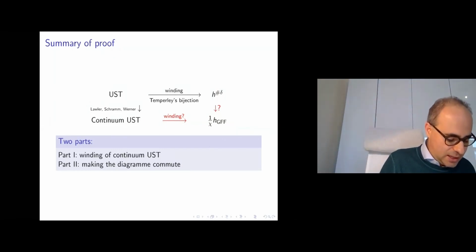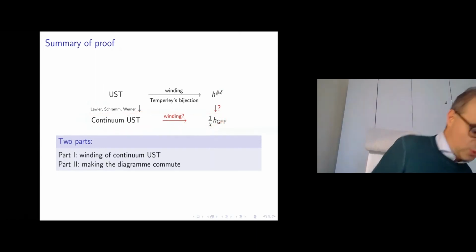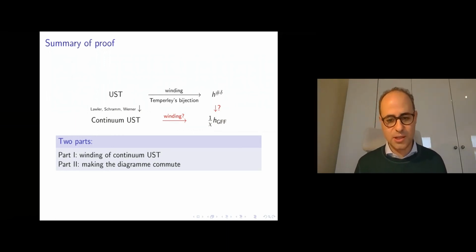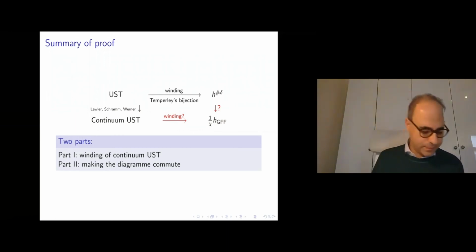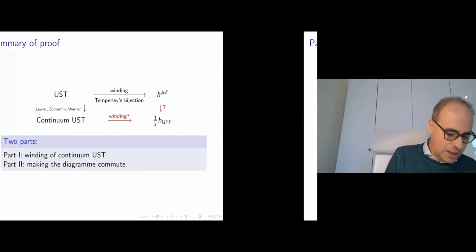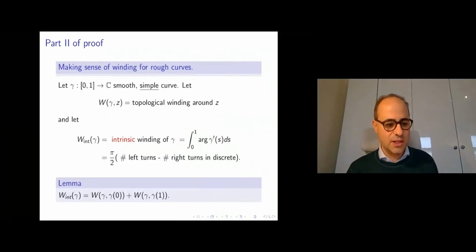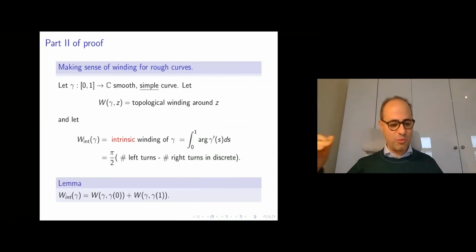More precisely, I will tell you how to assign a notion of winding to a continuum uniform spanning tree, but I won't tell you immediately that this winding is given by a multiple of the Gaussian free field. That comes later, somehow, the identification of the limits. So how do you make sense of winding when you've got a rough object, where the curves, instead of being discrete paths going from a point x to y, where you can make sense of number of left turns minus number of right turns, are instead a rough object like an SLE curve?